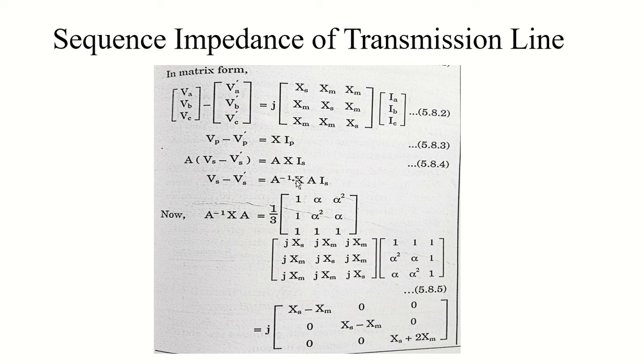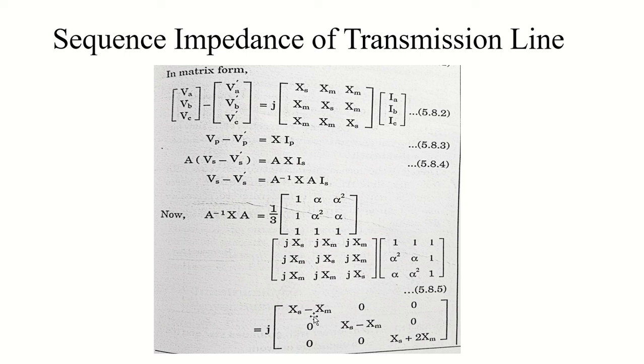We also know the value of X. This is basically the matrix X, right? Multiplied by j inside of it, and then we have the value of A, and we have the value of Is. So after multiplying all of them, what you will get is A inverse X A Is equals to j Xs minus Xm, and the rest of the elements are 0. So you will only get the diagonal elements.